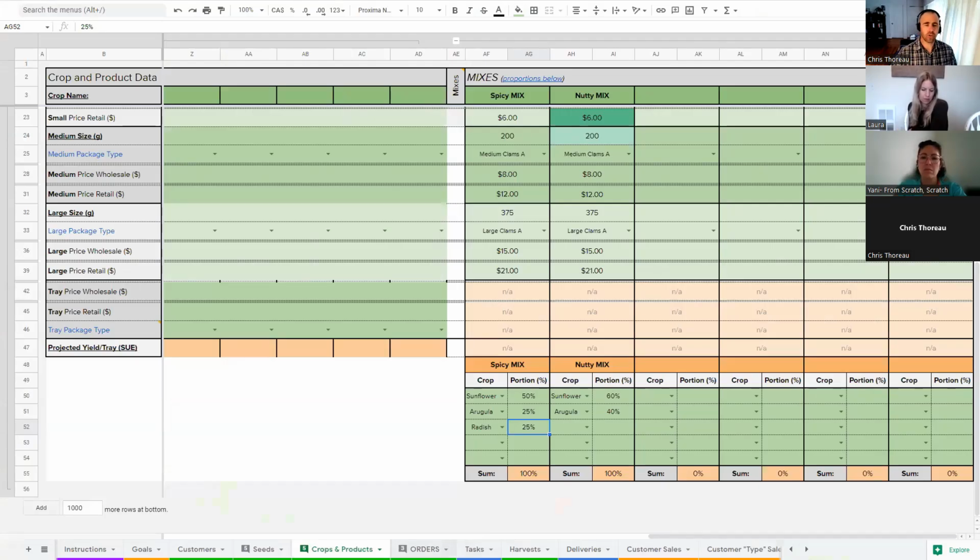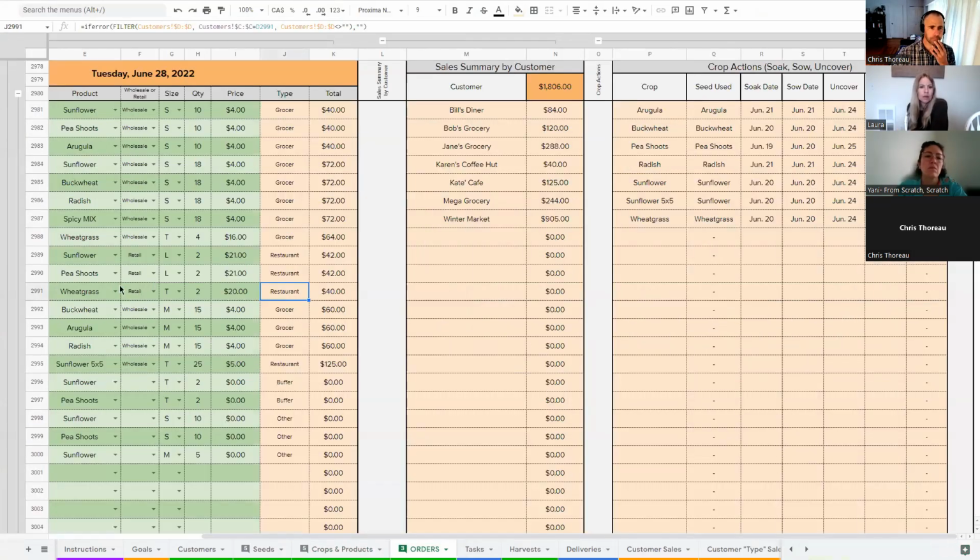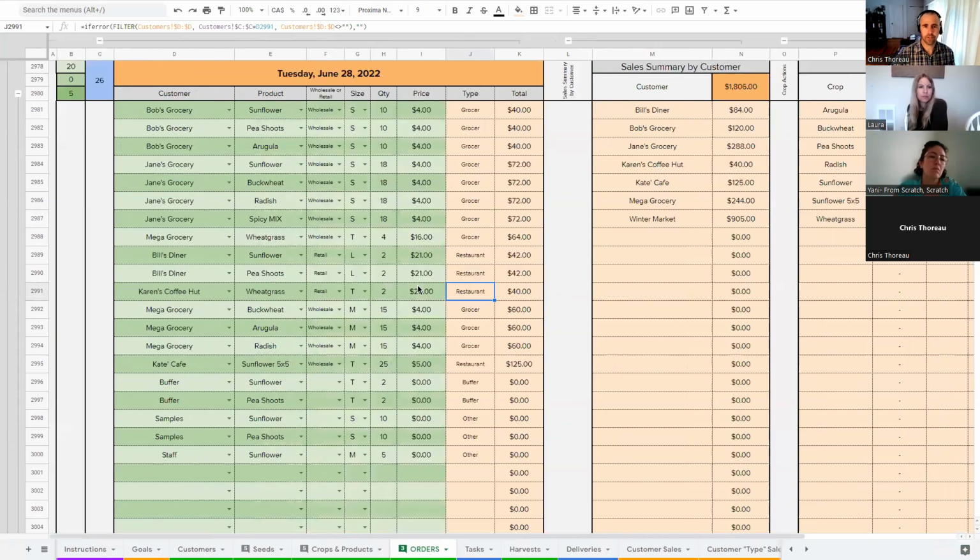So back here, we're going to go to our orders. Just need to shift this. I need to move this over as well. Okay, so these are our orders for June 28th. You can see we've got some from grocery stores here. We've got a diner, a coffee place, Kate's Cafe. And this is actually a small number of orders.